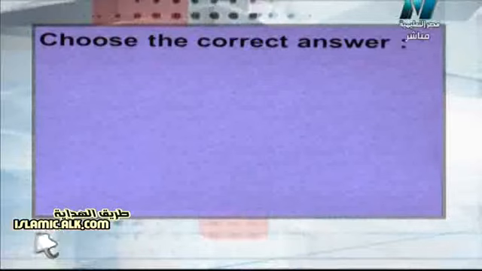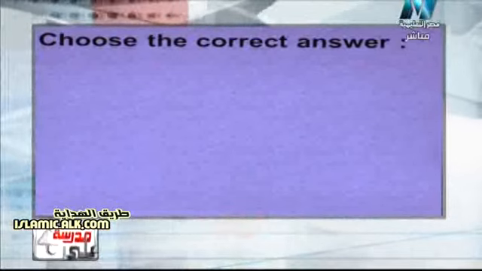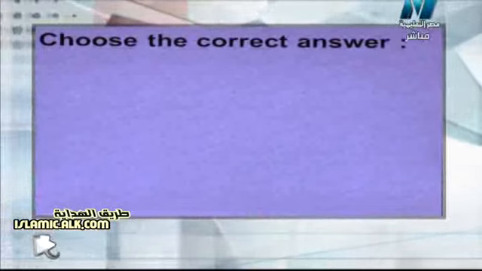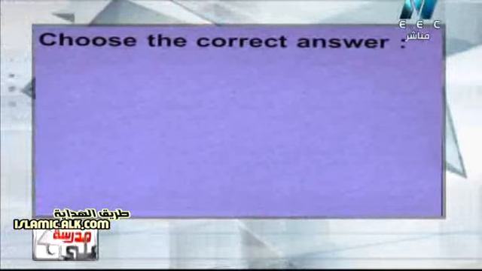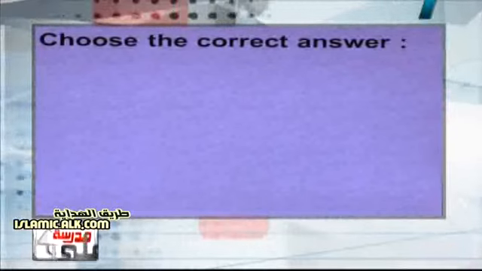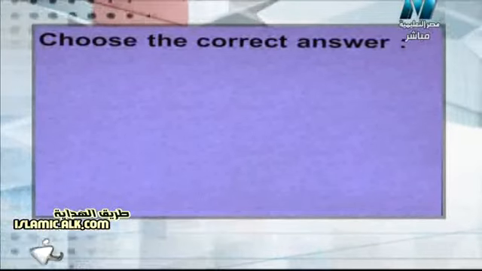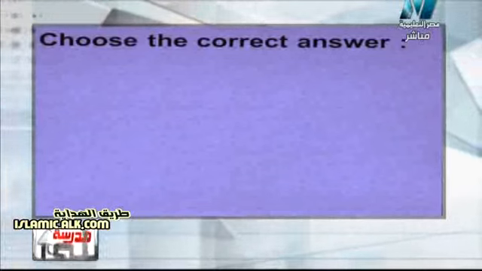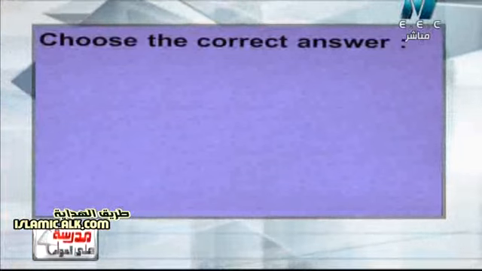I now have another type of question, which is choose the correct answer. This question seems to be easy, but in my opinion, it's a very difficult question. Why? Because maybe there is more than one right answer. So I advise you in this question, please read all the choices and choose the correct answer.